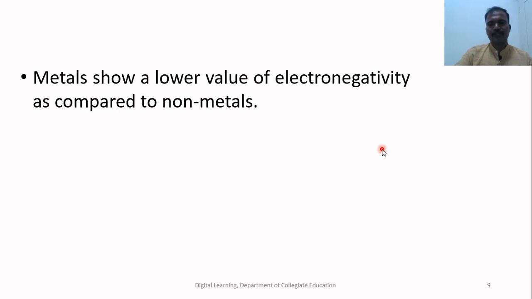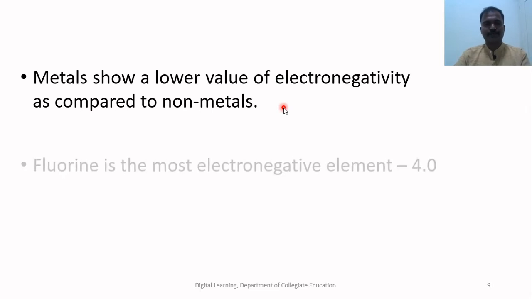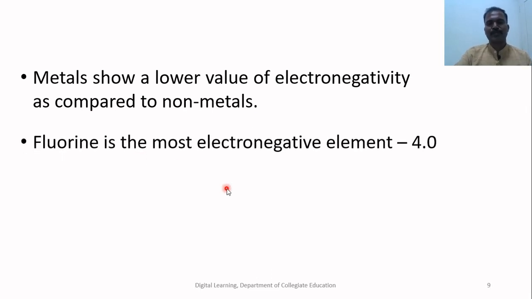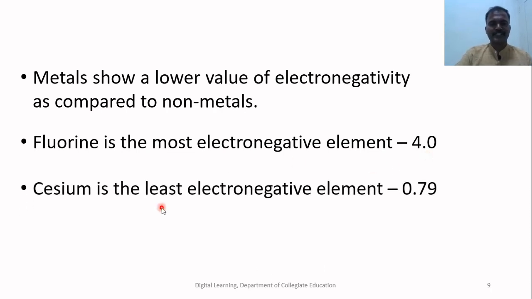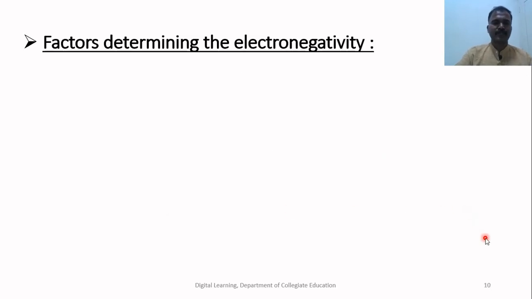So when you carefully observe the electronegativity values of the elements present in the periodic table, we can say metals show a lower value of electronegativity as compared to non-metals. That's why metals are considered to be electropositive in nature and non-metals are highly electronegative in nature. Fluorine is the most electronegative element found in the periodic table with a value of 4.0. Cesium is the least electronegative element with a value of 0.79.